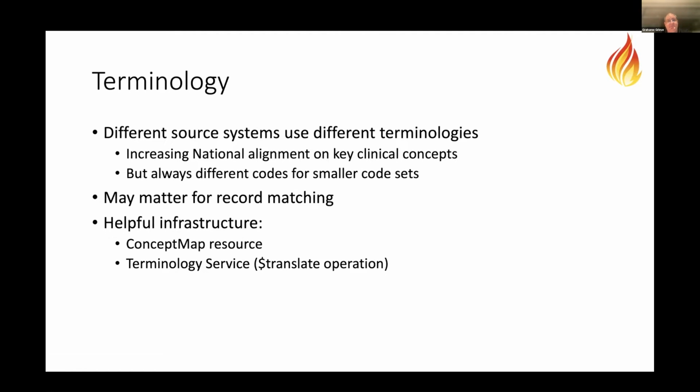And of course, different systems use different clinical terminologies. Around the world, I see increasing national alignment on key clinical concepts, but there's always the smaller code sets that are all over the place, wards and clinical teams and things like that, different status codes depending on how the system thinks about how much it cares about the process of the data versus the outcomes. Some of those things might matter for record matching, because we have some useful infrastructure for that, but still, what a nightmare.